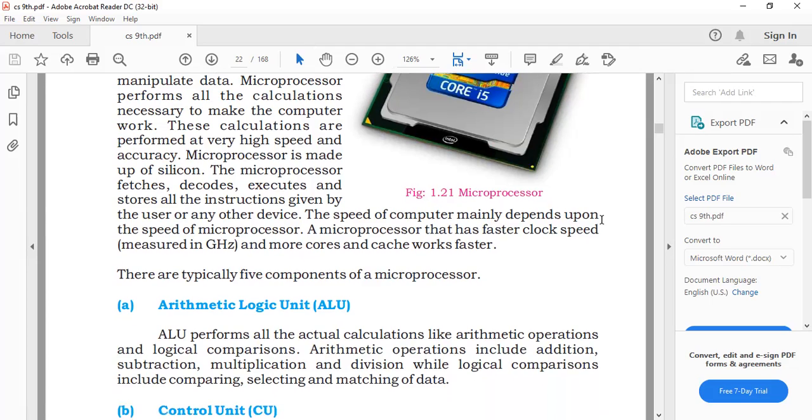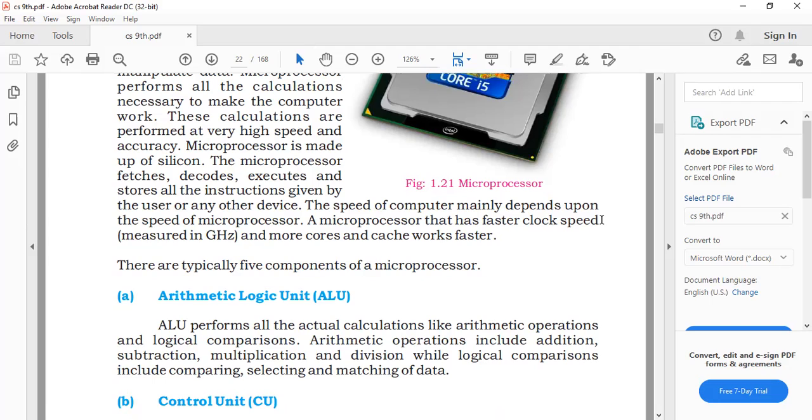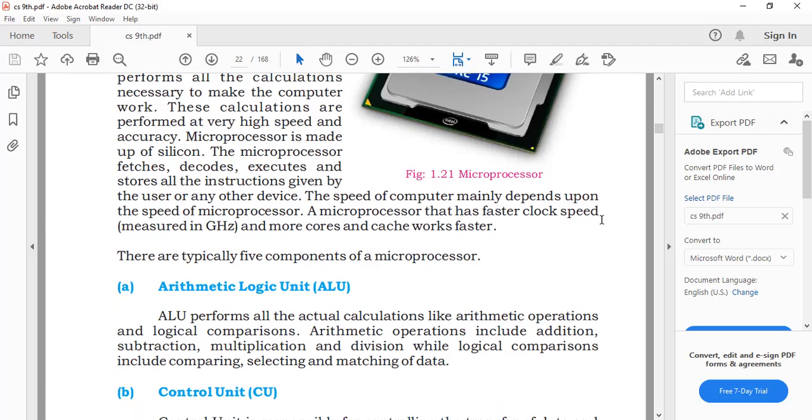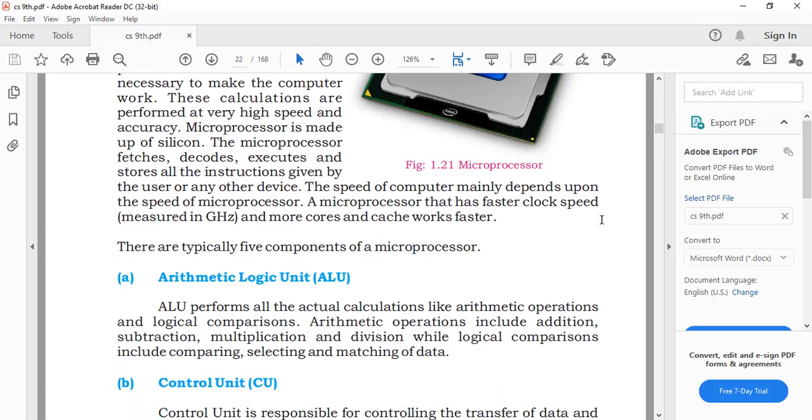The speed of the computer mainly depends upon the speed of the microprocessor. If the microprocessor has a good, fast speed, which is measured in GHz, and has more cores and cache, it works faster. A processor with faster speed can work very well with the computer, because the microprocessor is the brain of the computer, and if it is fast, your computer will process in that manner.